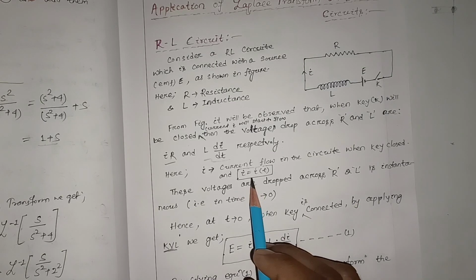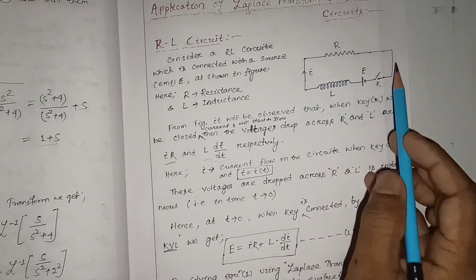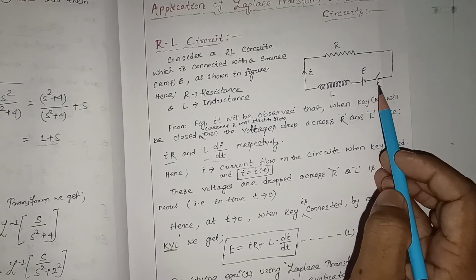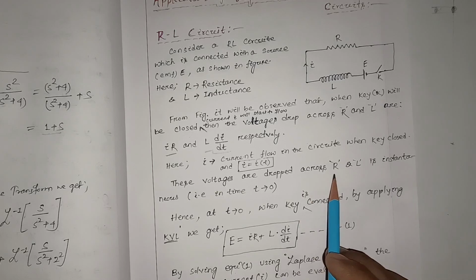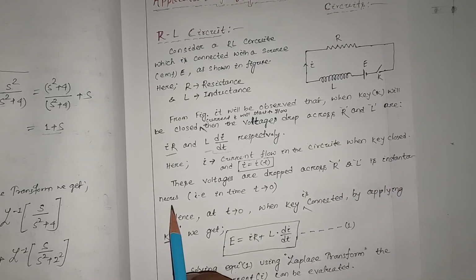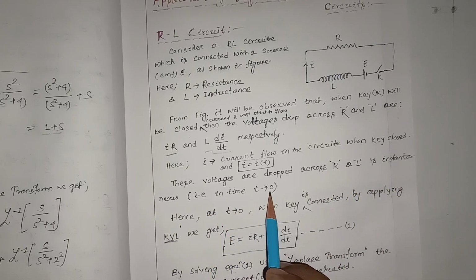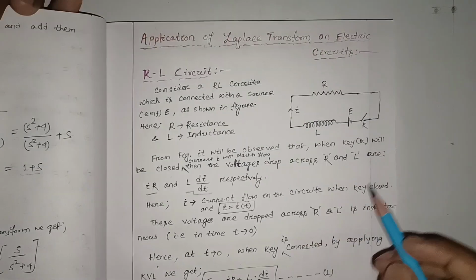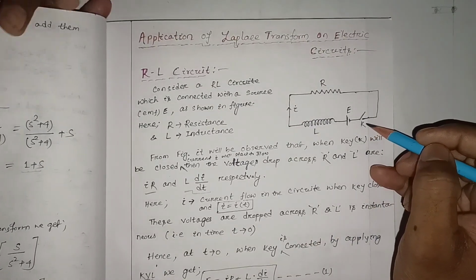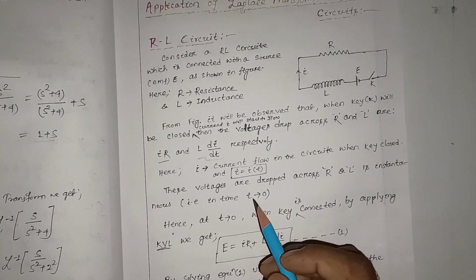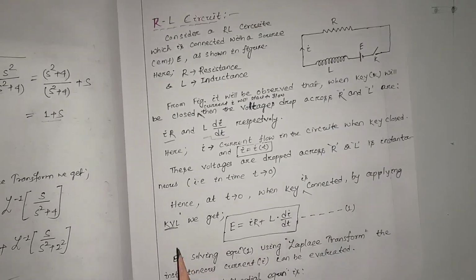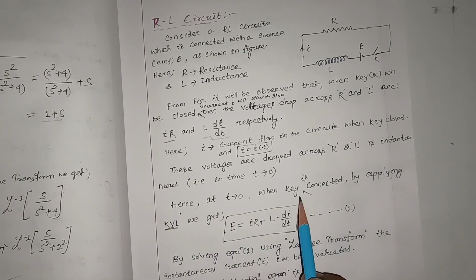So the current that is going to flow inside this circuit when the key is closed is a function of t. These voltages dropped across R and L are instantaneous. That means when t tends to 0, when the key is closed, at that moment only we can find the voltage drop across R and L.